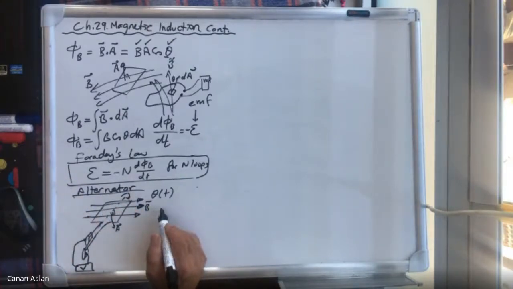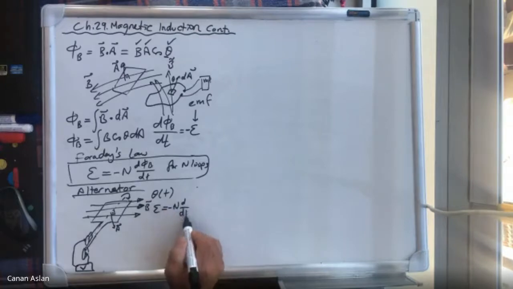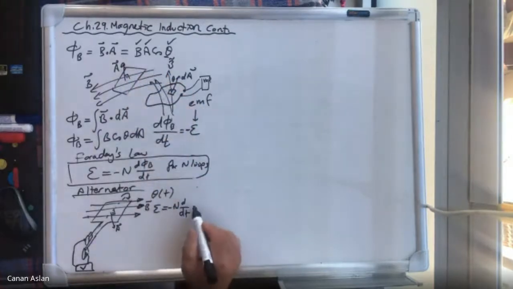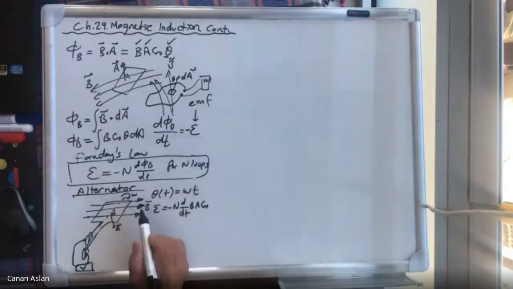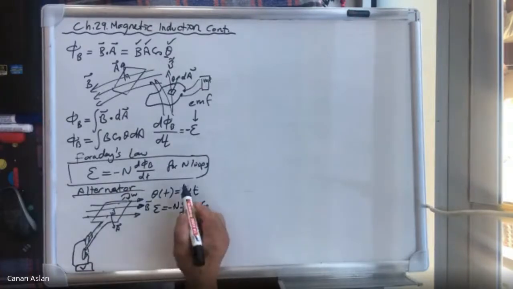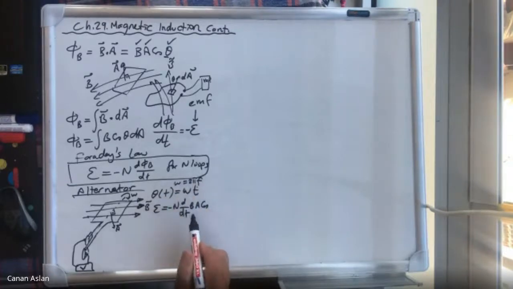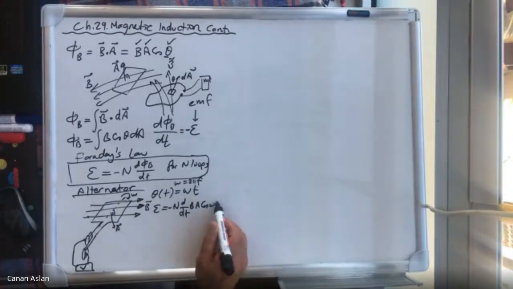And we have seen that this potential was given by minus n d over dt of the flux. The flux was B times A times cosine theta, but theta was just omega t. Omega is the rotational frequency, and don't forget, omega is always 2 pi f. It's not the frequency, but the rotational frequency, and it is equal to frequency times 2 pi. Always remember that. So cosine omega t there.